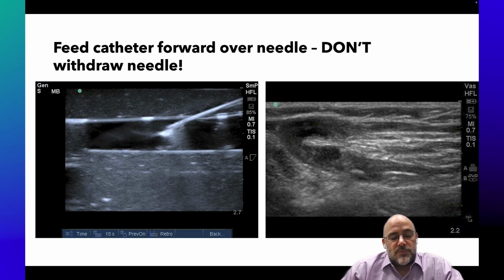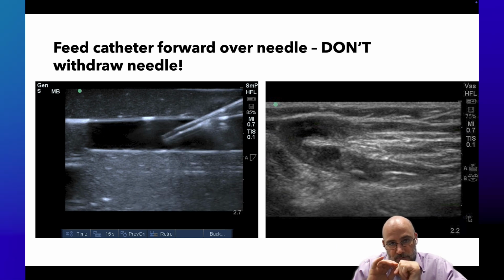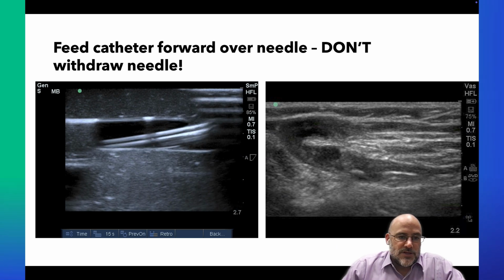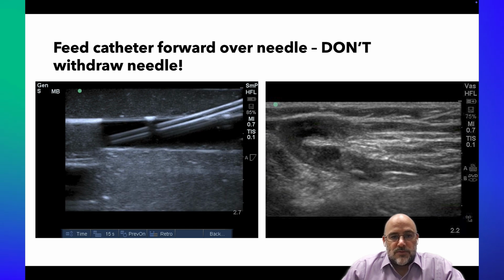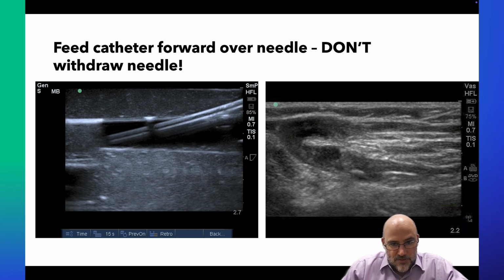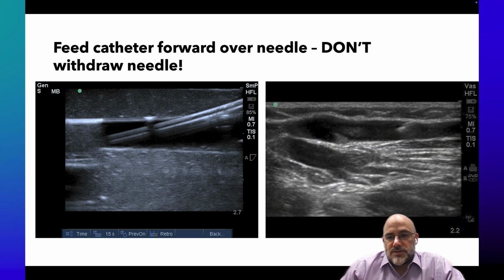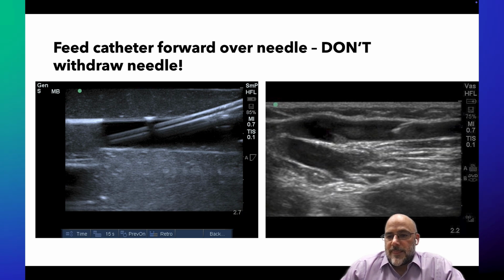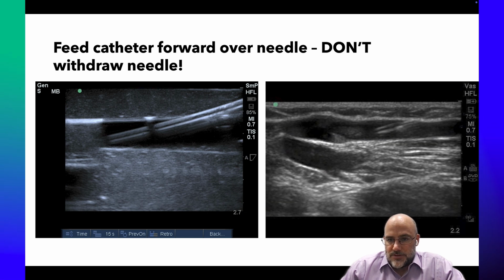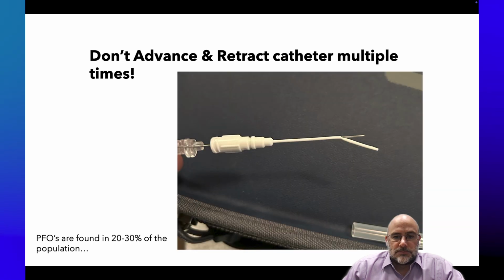And then, of course, remember, just like with blind IVs, you don't want to pull your needle back. You want to advance your catheter in on the off chance that you have yourself just barely in the vessel wall. You want to make sure that the catheter advances down the line of the vessel and doesn't make its way outside of the vessel. And there we see those catheters shooting off those needles. That's what we like to see.